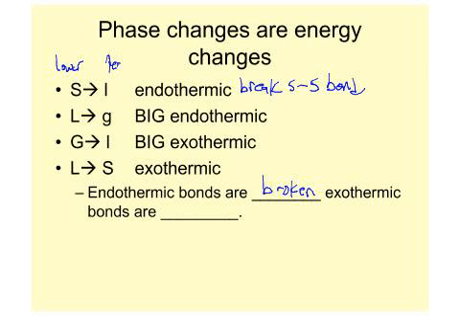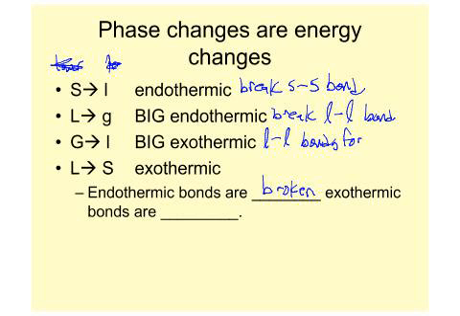Liquid to gas is a big endothermic change, because you have to break liquid-liquid bonds. And they change so much because there's so much space in between them. So it's a big endothermic reaction. Gas to liquid is a big exothermic change, and so it releases a lot of energy because liquid-liquid bonds form.